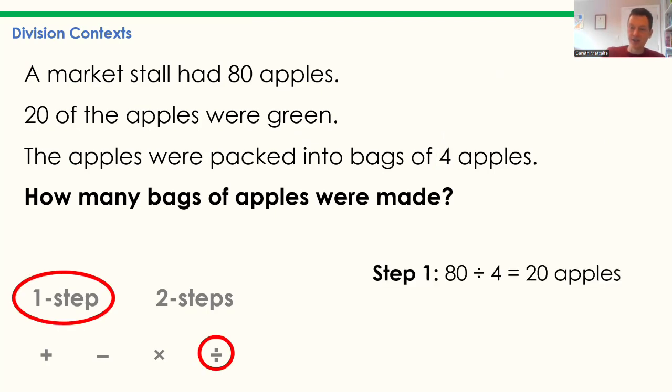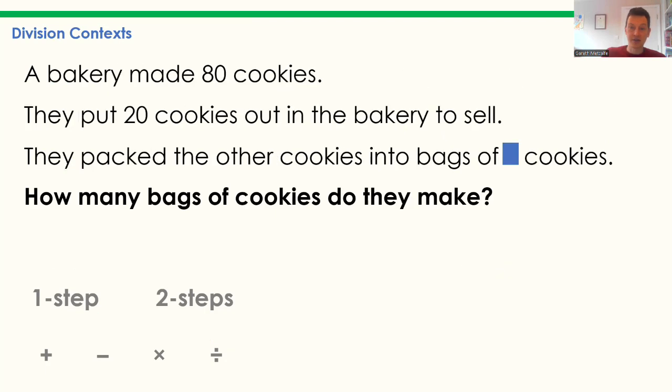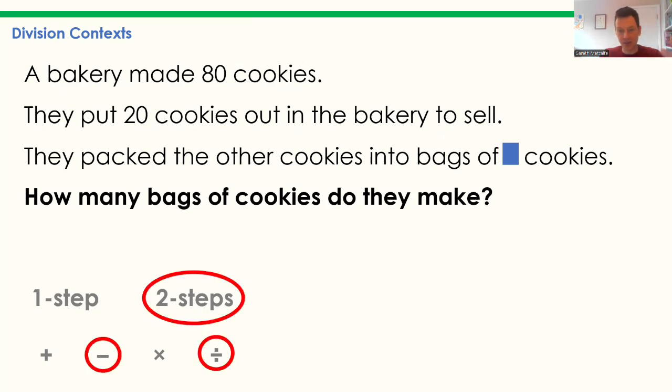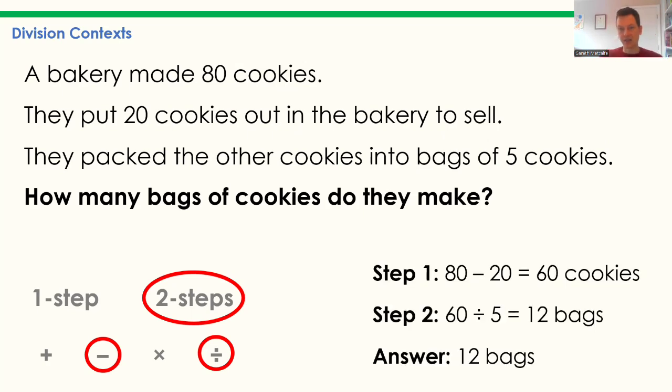With the numbers revealed, it's 80 divided by 4, and we recognize this information is not relevant to the question here. So it's just a 1-step question, even though there are 3 different numbers. Then we have a look at another one. A bakery made 80 cookies. They put 20 cookies out in the bakery to sell. They packed the others into bags. Oh, it's a 2-step question, subtraction and division. And then we see the numbers revealed, and we see step 1, step 2, and the answer.